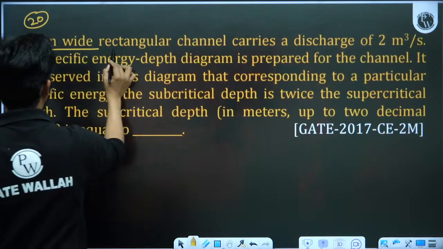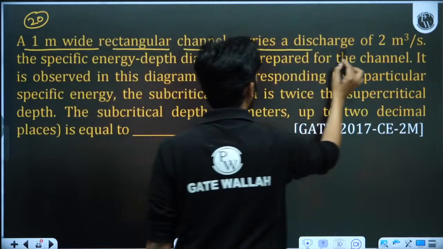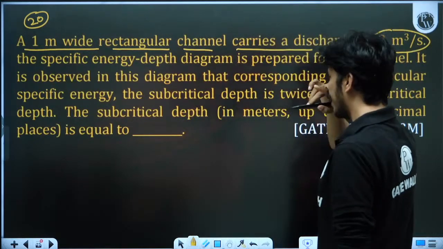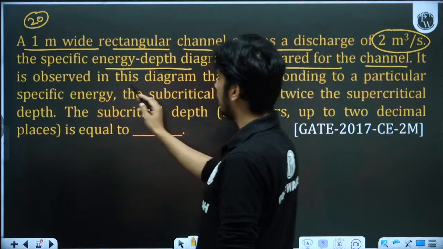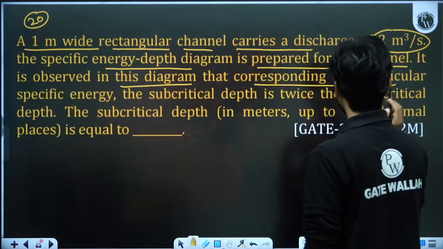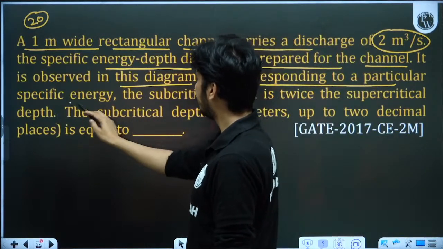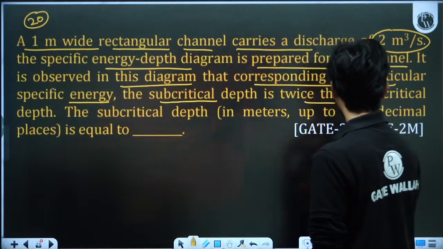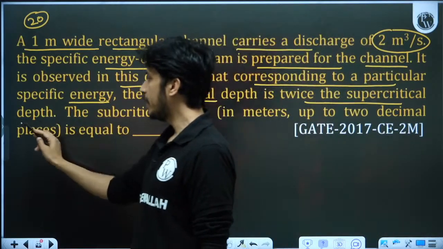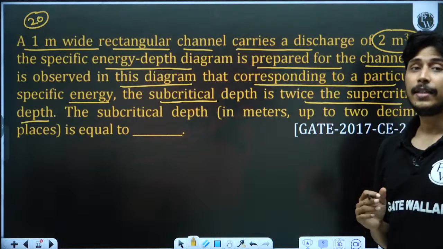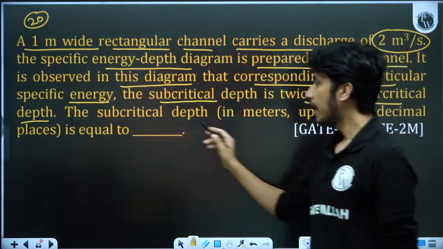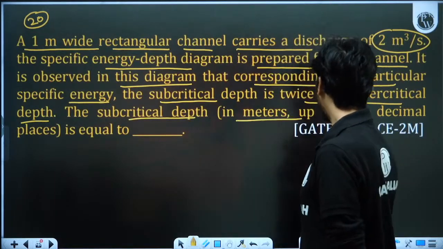A 1 meter wide rectangular channel carries a discharge of 2 meter cube per second. A specific energy depth diagram is prepared for the channel. It is observed that in this diagram, corresponding to a specific energy, the subcritical depth is twice the supercritical depth. So for any specific energy, the subcritical depth and supercritical depth are what? They are alternate depths. Okay. They have asked the subcritical depth in meters up to 2 decimal places.